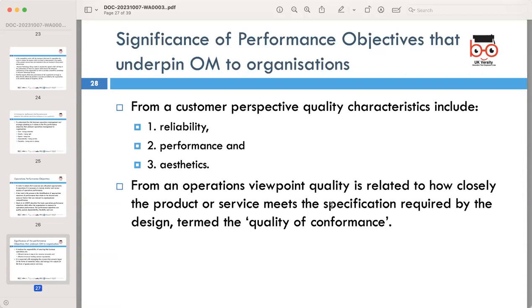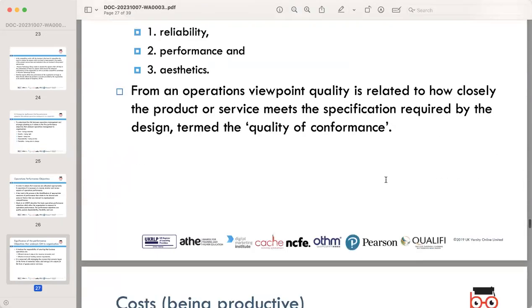From a customer's perspective, quality characteristics include reliability, performance, and aesthetics. So from an operations viewpoint, quality is related to how closely the product or service meets the specification required by the design terms, the quality of conformance.